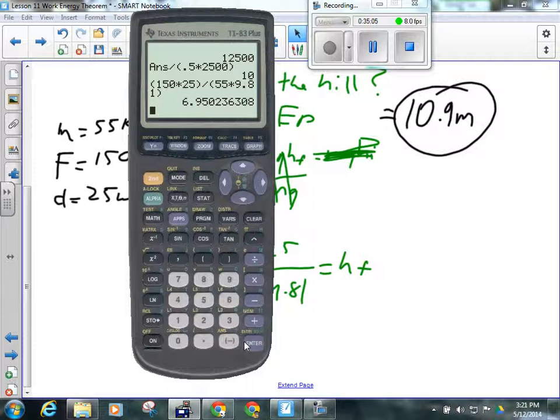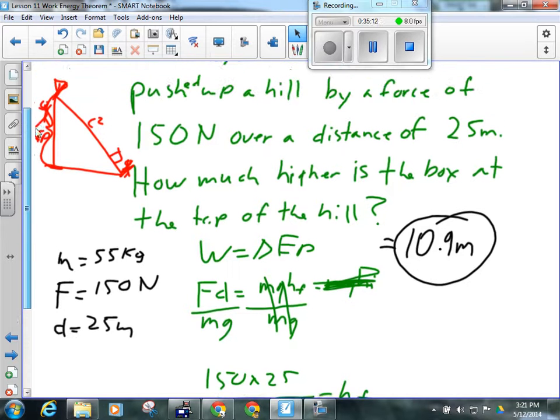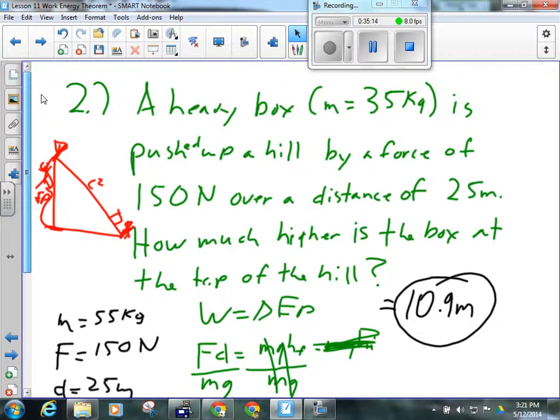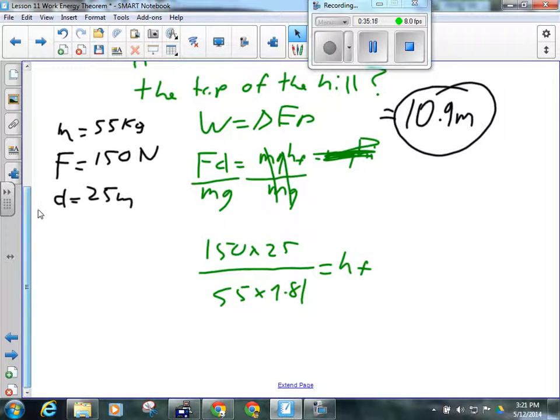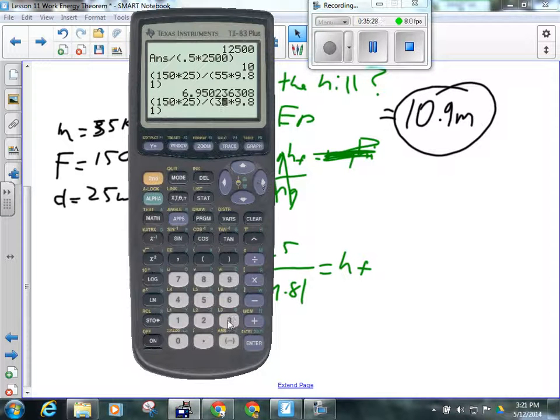What did I mess up here? Gotta check my work here, guys. Did I write something down wrong? 150. 35 kilograms, not 55. Can't read my own writing. I write things wrong. That'll do it. Instead of 35. That's better. Okay, so it's going to be 10.9 meters higher.